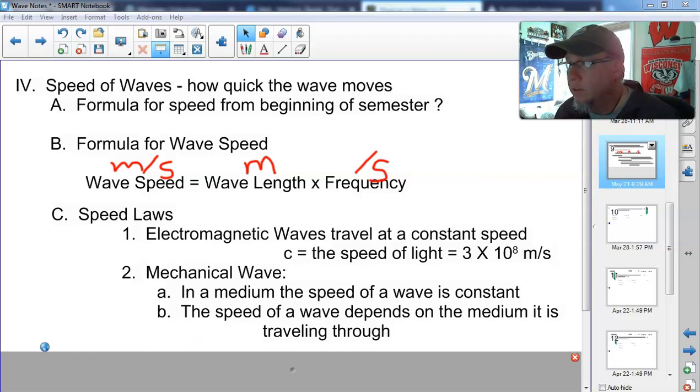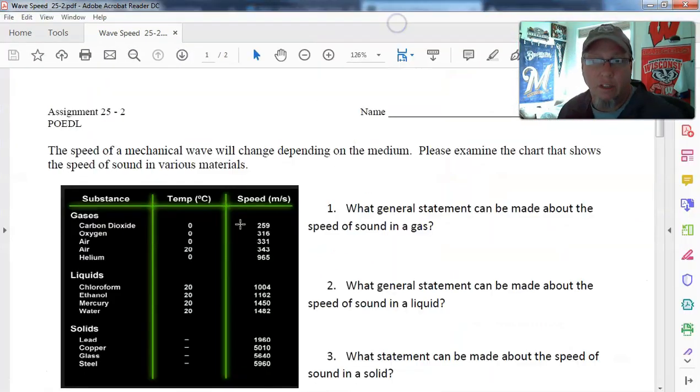For example, this is part of your homework for tonight. I'm going to give you a chart like this, and we're looking at the speed of sound, because sound is a mechanical wave. And if you notice, the speed changes depending on what gas it's moving through. And the speed changes depending on what liquid it's moving through. And then the speed of sound changes depending on what solid it's going through. So the speed of sound isn't always going to be the same. Now, if it's air at 20 degrees Celsius, this is the speed of sound, 343 meters per second. So that's kind of how you read the chart.